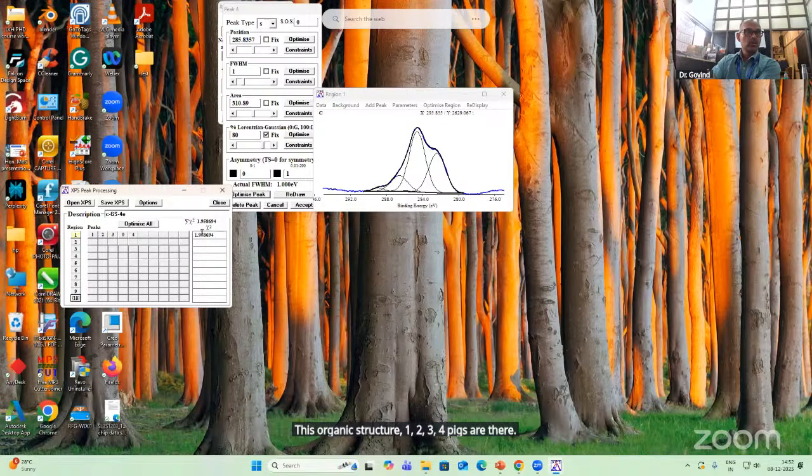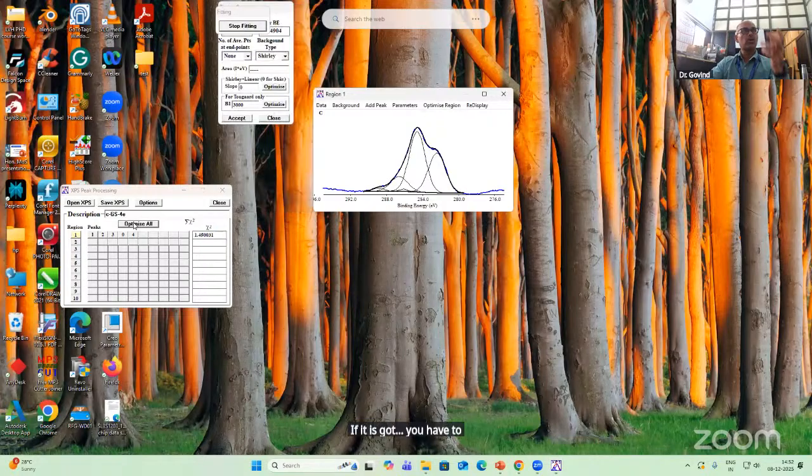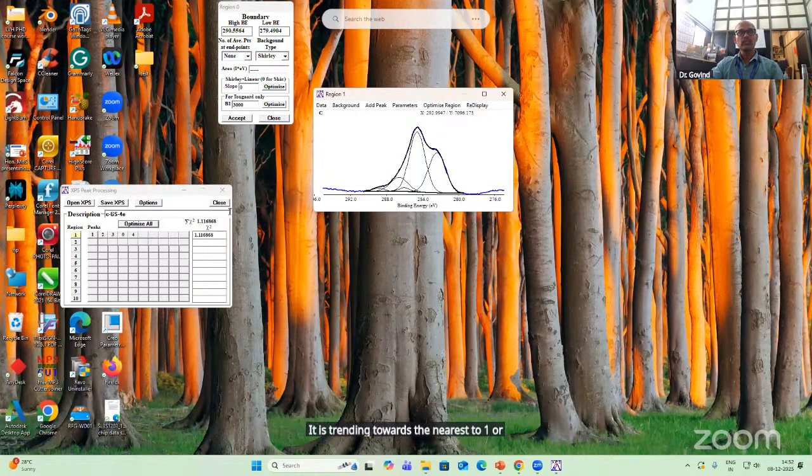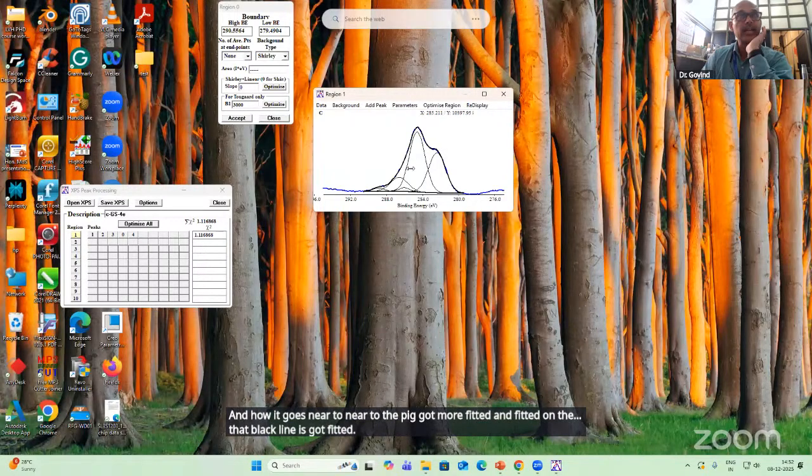Okay, so how to understand it's got fitted? Look at this value. This summation value should be very near to your zero value. If not, you have to optimize all, much more optimize. See, look at the value. This number got changed, and it is tending toward the nearest to 1 or 0. And as it goes nearer, the peak got more and more fitted, and that black line is fitted exactly with that blue line.